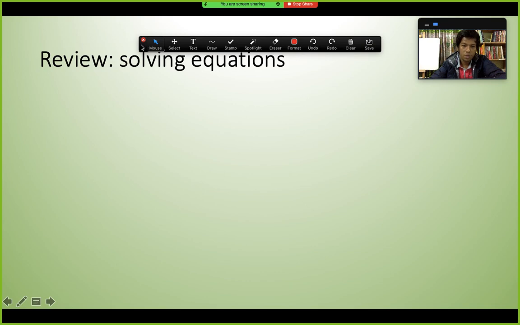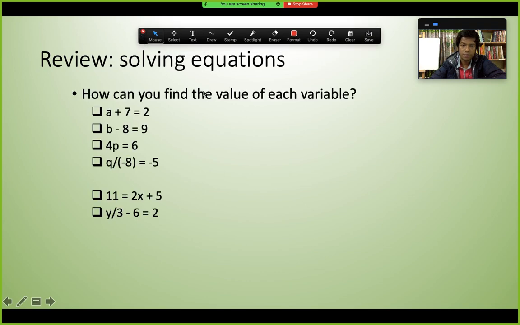This is reviewing solving equations. What will be the value of A here? What will be the value of B, P, Q, X, Y? How can we solve it? Of course, these are very simple problems, just some review kind of questions.